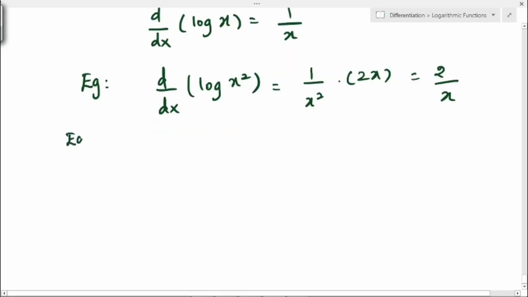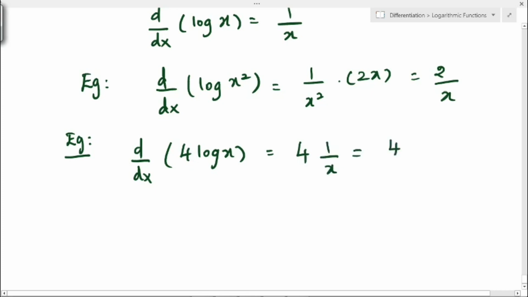Next example. d by dx of 4 into log x. In this, 4 is a constant, so we keep it outside, and we have to differentiate only the log term. So log x differentiation is 1 divided by x. So the answer is 4 by x.